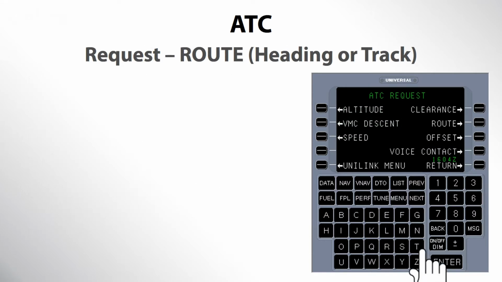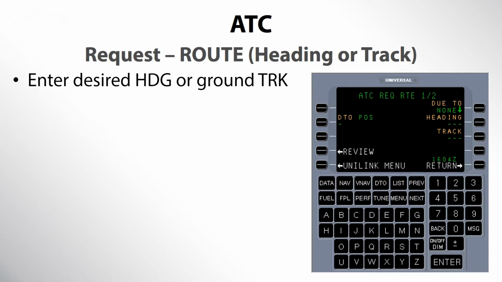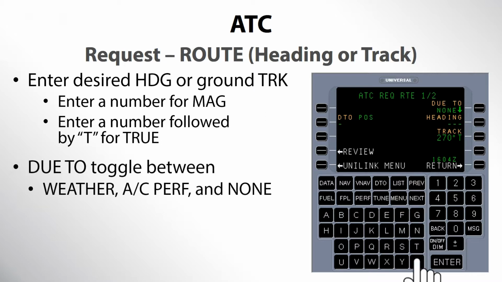To make a heading or ground track route request, press Heading or Track as needed. Enter the desired heading or ground track. Entry of a number will result in a magnetic degree value. Entry of a number followed by the letter T will result in a true degree value. If applicable, press Do To toggle between Weather, Aircraft Performance, or None.